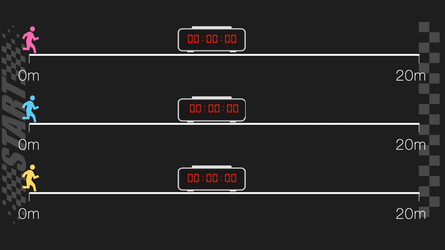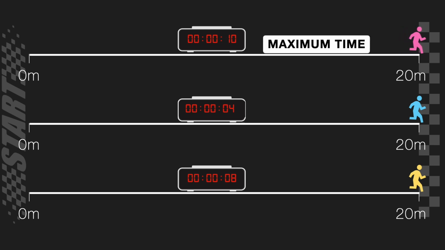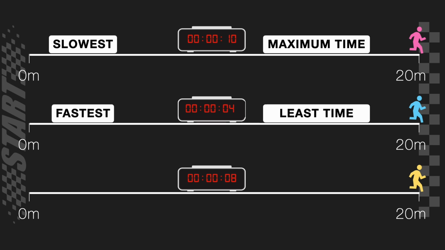Okay, let's start. You can clearly see that blue is the fastest. Blue finishes in 4 seconds, yellow comes next in 8 seconds, and red in 10 seconds. So what do we conclude? Red took the maximum time, so we call red the slowest. Blue took the least time, so we say blue is the fastest. And yellow is somewhere in between, but still slow compared to blue, right? So this shows us how time gives us an important way to understand motion.